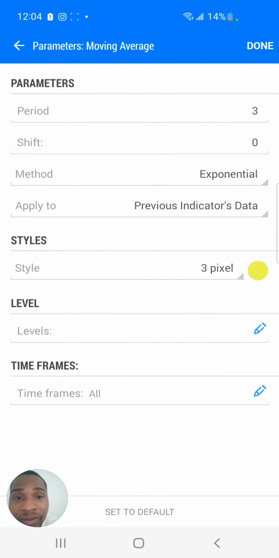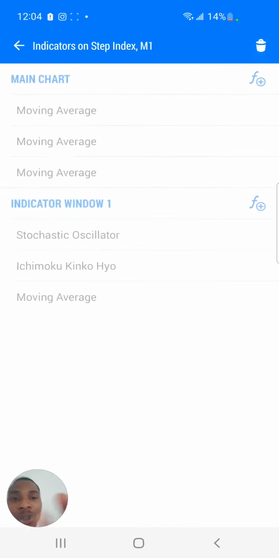So the parameters are period 3, shift 0, method exponential, apply to previous indicator data, the style 3 pixel, levels you just ignore. So style 3 pixel, use the color yellow, then done.